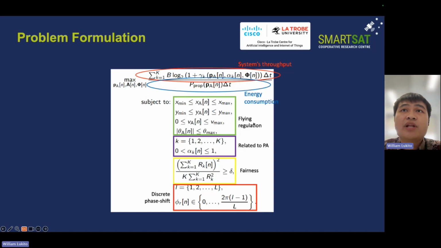The first group is related to the flying regulation. The second group is related to power allocation. The third group is related to fairness. And the last group is related to the discrete phase nature of STAR-RIS.